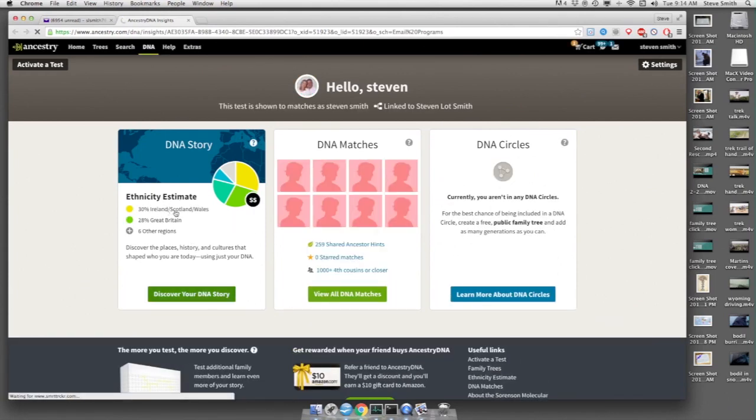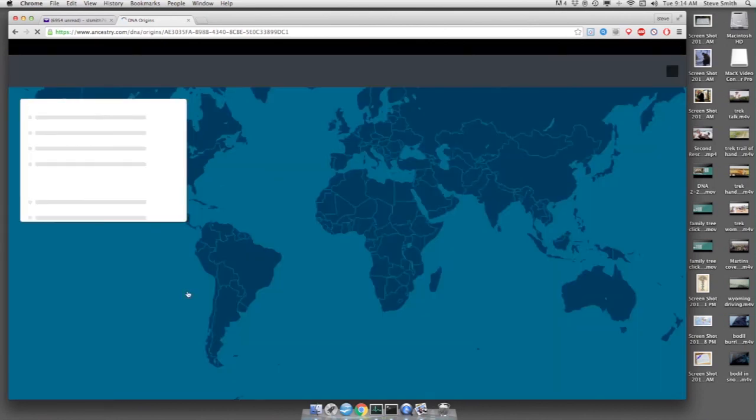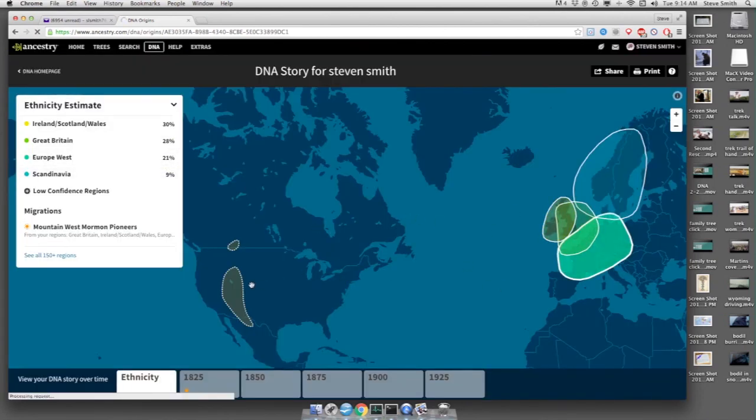Okay, 30% Ireland, Scotland, and Wales. And 28% British Isles, or Great Britain, England. That's more Ireland and Scotland and Wales than I thought we were going to get. And 21% Europe West. So you add these up, 79% from the countries that you see circled here. And 9% Scandinavia. Oh my gosh, look how concentrated we are. So you're off the hook, Rick, with your photo there, it looks like.